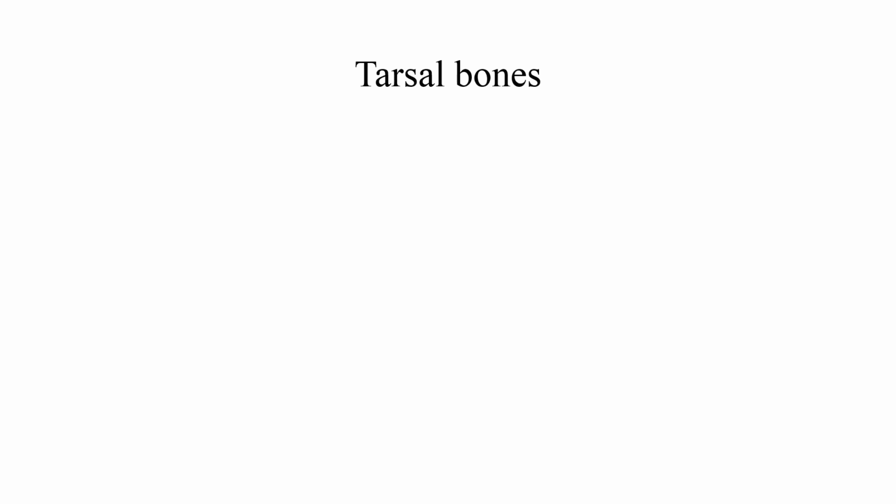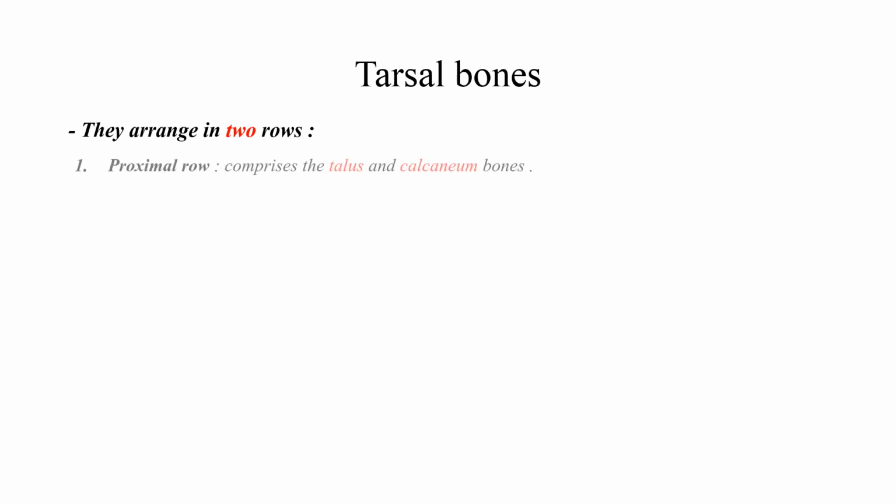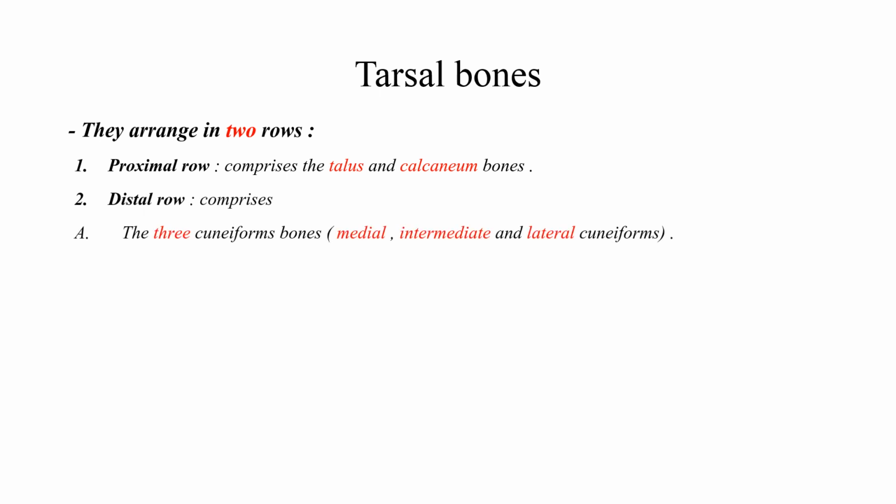Tarsal bones in the foot are arranged in two rows, proximal row and distal row. The proximal row comprises the talus and the calcaneum, while the distal row comprises the 3 cuneiform bones, the medial, intermediate, and lateral cuneiform, in addition to the cuboid bone, which is the most lateral, and the navicular bone, which is the most medial.